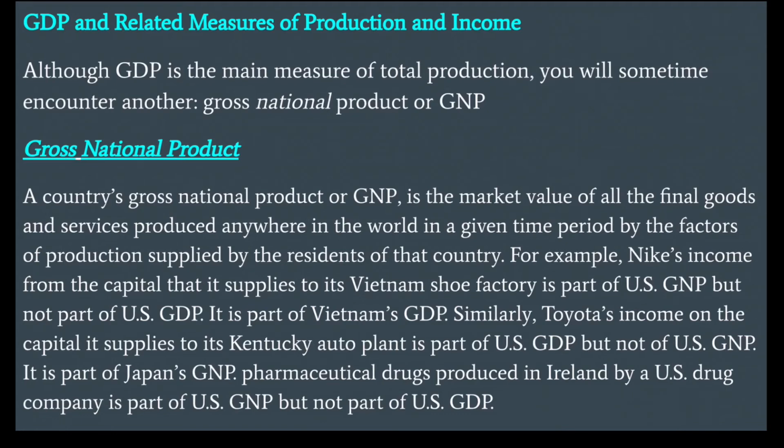Similarly, Toyota's income on the capital it supplies to its Kentucky auto plant is part of US GDP but not US GNP. It is part of Japan's GNP. Pharmaceutical drugs produced in Ireland by a US drug company are part of US GNP but not part of US GDP.